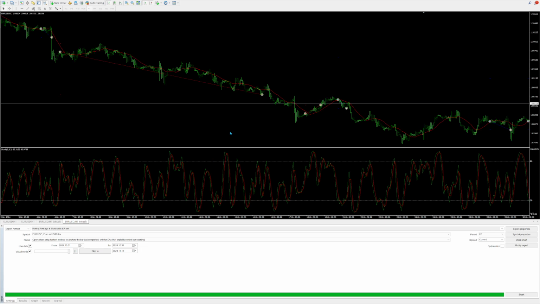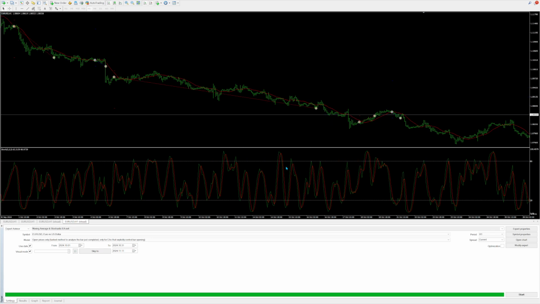Okay, I wouldn't personally blindly take these signals. I wouldn't take every single extreme cross of the stochastic indicator, just as I wouldn't take every moving average crossover.